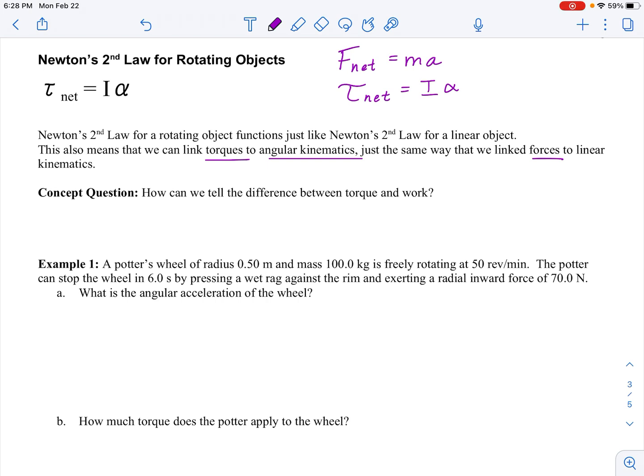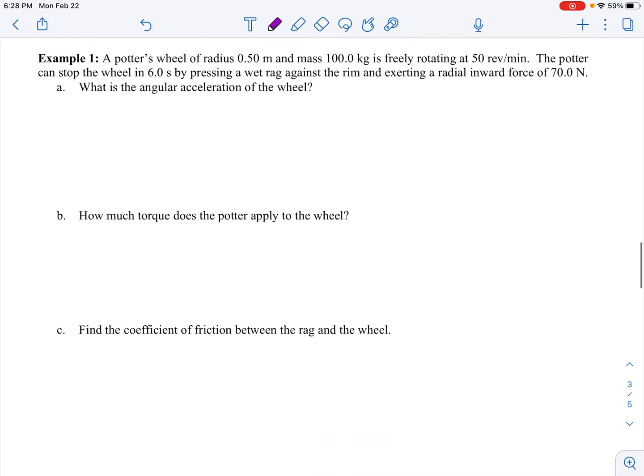One thing to pay attention to is the unit for torque. You may remember, torque is force times the lever arm, and you want to take the perpendicular components of those, but the unit is the Newton meter. Be careful that it's not the same as work. Work is a linear situation and torque is a rotational situation. So the way that we tell the difference is we look at the situation to determine if it's linear or rotational.